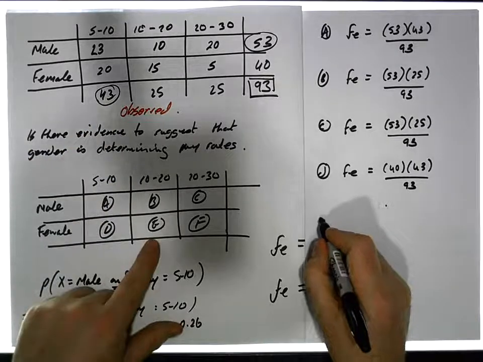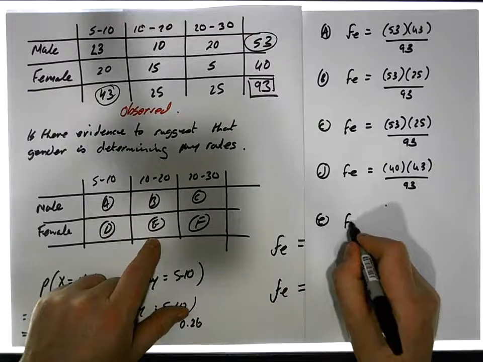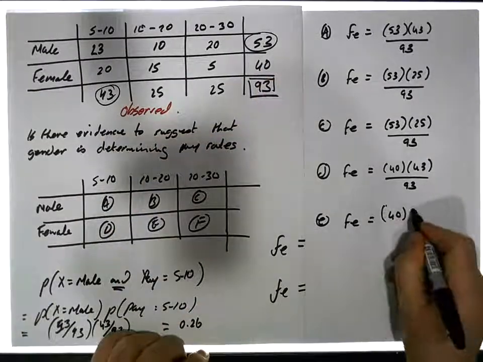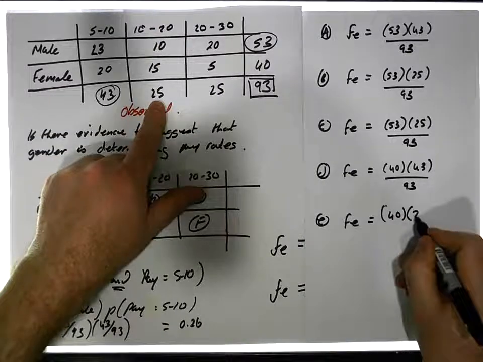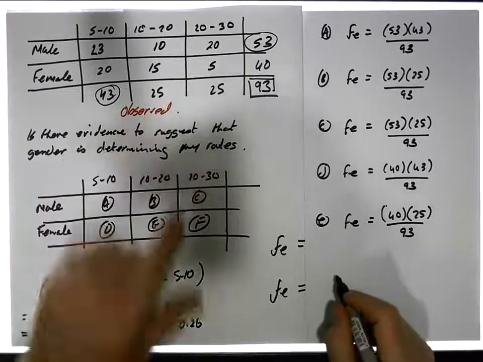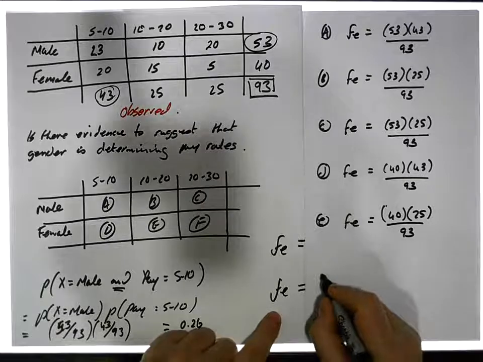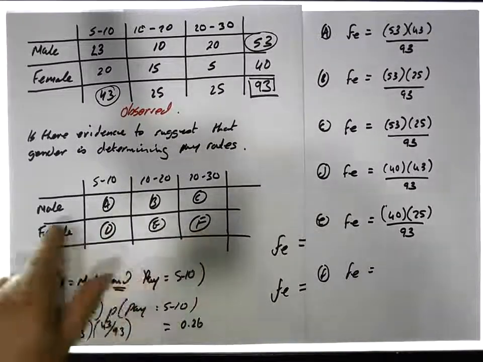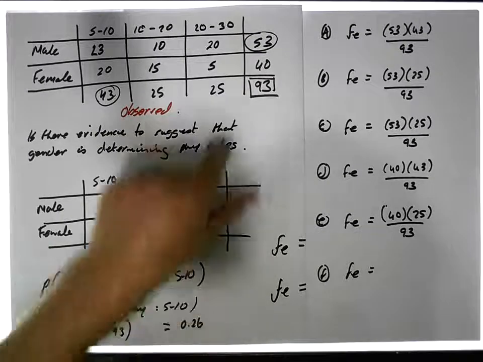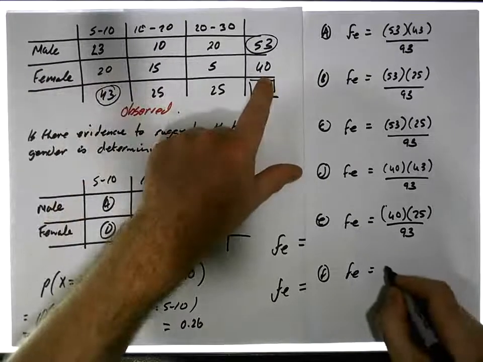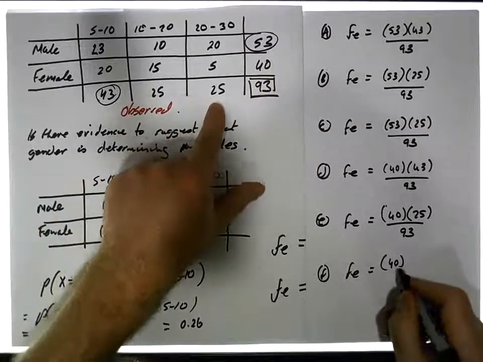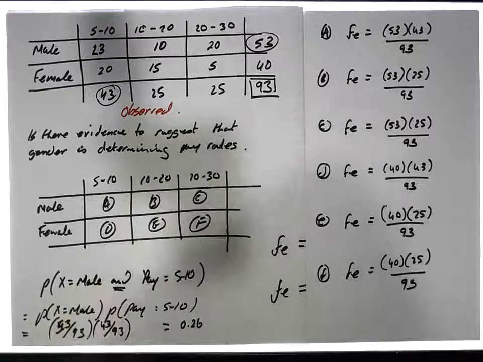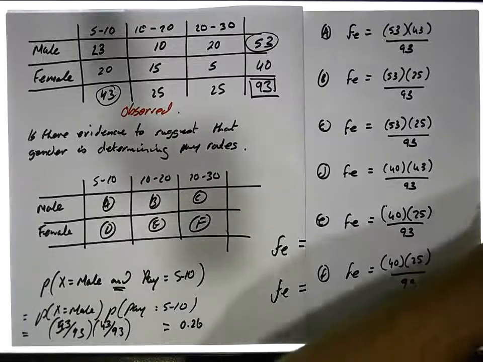And then we have cell E. Its expected frequency is, it's on row 2, which is a 40, times column 2, which is a 25 relative to the 93. And then finally we have F. The expected frequency in F is, it's row 2, column 3. So it's row 2, which is a 40, multiplied by column 3, which is a 25, and divided by 93. So they're all of our expected frequencies.